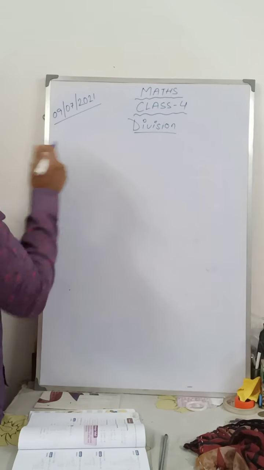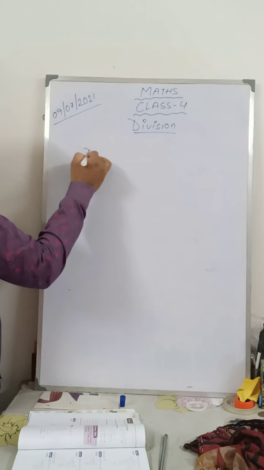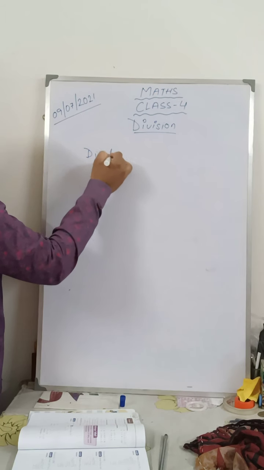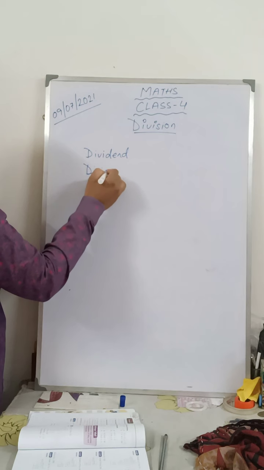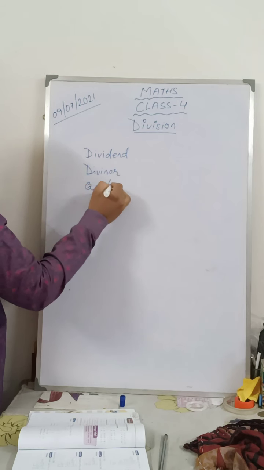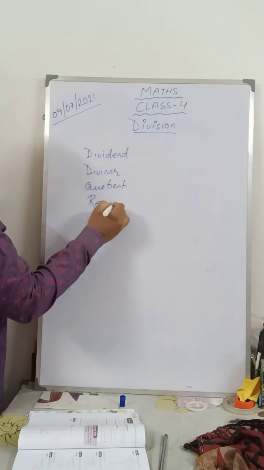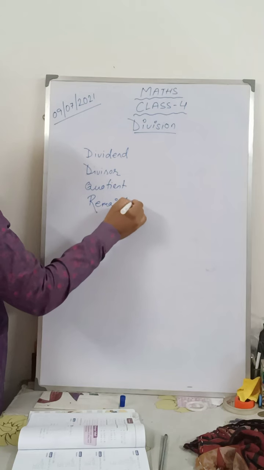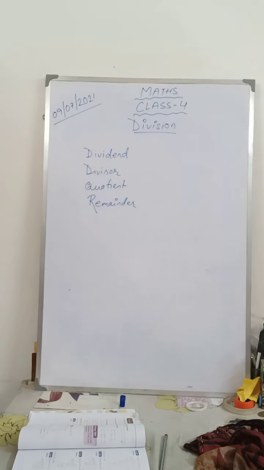So, the terms that you have to know when you do division are dividend, divisor, quotient, remainder. So these four terms you have to know.